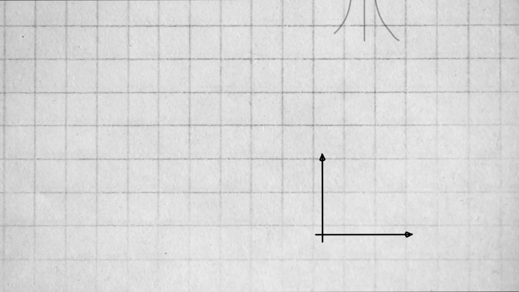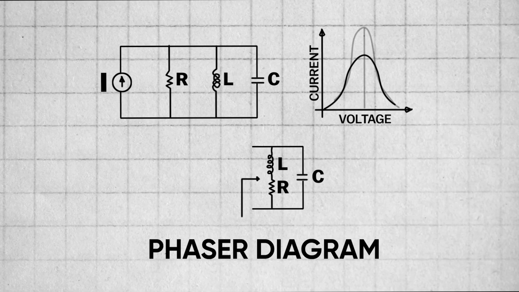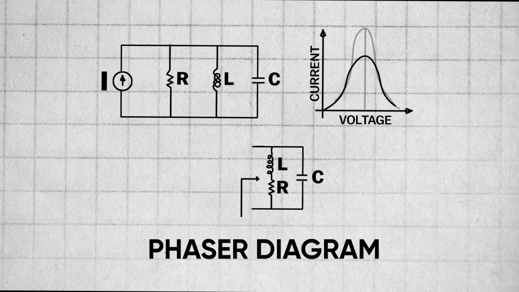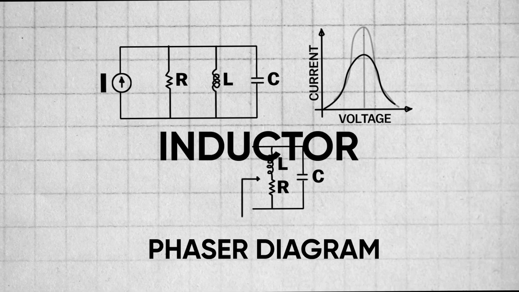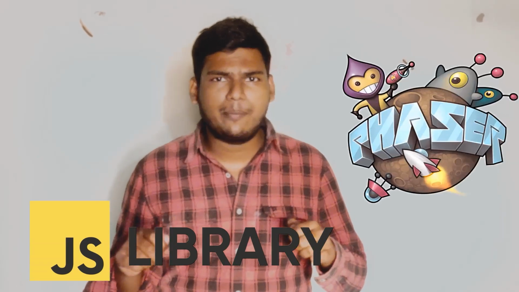A phasor diagram indicates the relationship between voltage and current in an AC circuit having inductance, resistance, or capacitance. Hey, wait man, wait. Are we going to talk about a JavaScript library? I mean, Phaser.js? Sorry.